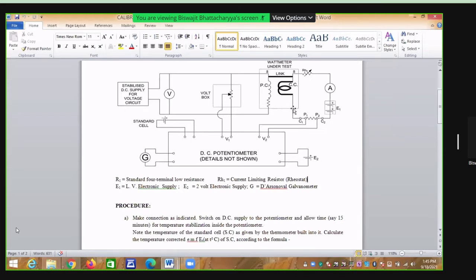So it means what? When we add a link here, the voltage difference in the other side of the pressure coil and current coil will also be negligibly small, quite small. So ultimately, there will be no electrostatic force or torque present in that arrangement.